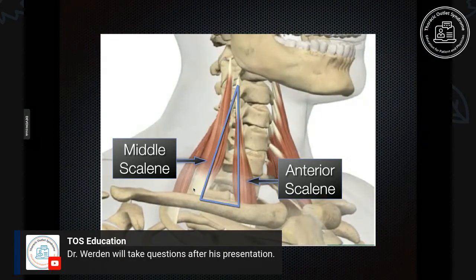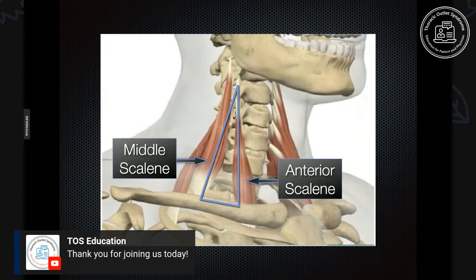It's called the scalene triangle. Obviously, it's in the shape of a triangle. The base is really on top of the first rib. The other two margins or sides are formed by the anterior and middle scalene muscles. And you can see the nerves would come out from the cervical spine and they would pass through this tunnel between these two muscles.